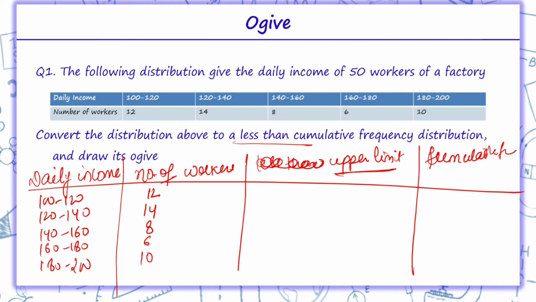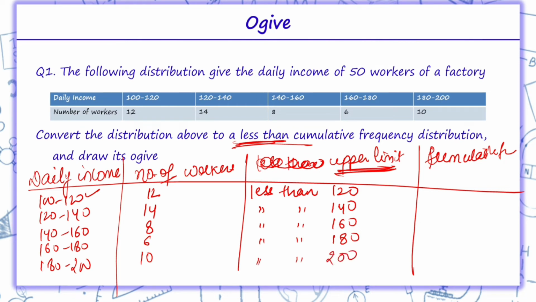Now upper limit, because it is a less than cumulative curve, so we have to write over here upper limit. Upper limit is 120, so we will write less than 120. Then we will write less than 140, then less than 160, less than 180, then less than 200.